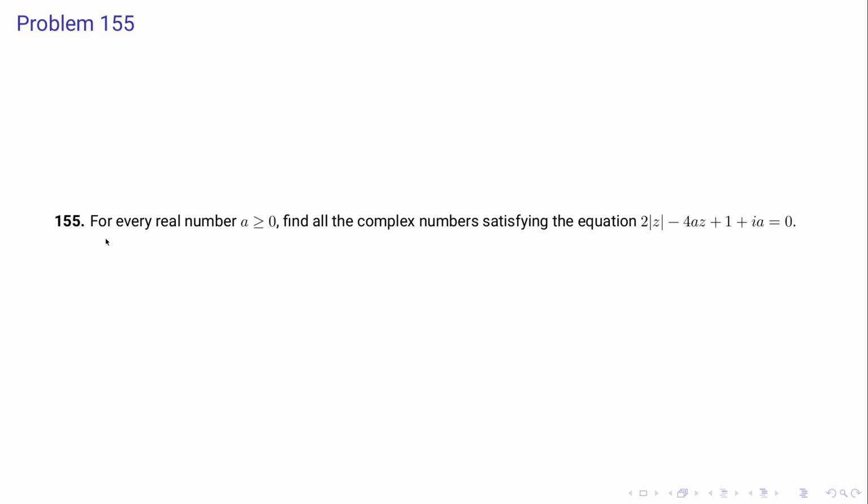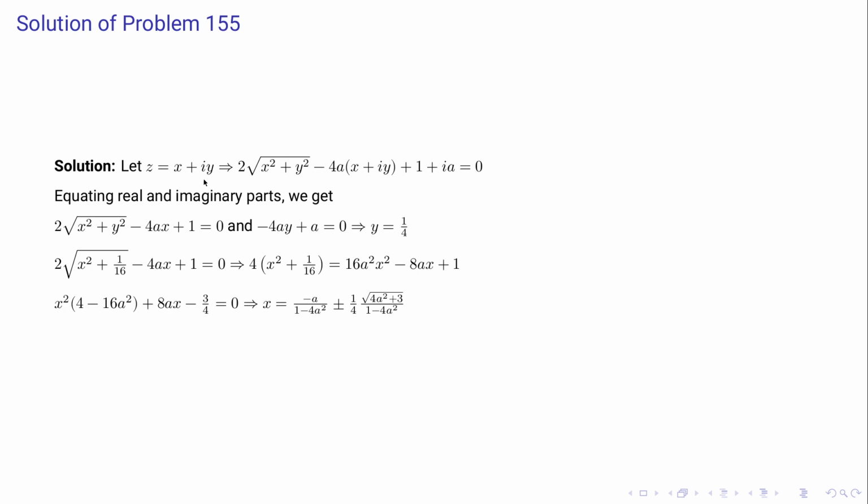Problem 155 says that for every real number a greater than or equal to 0, find the complex number satisfying the equation 2|z| − 4az + 1 + ia = 0. So we let z = x + iy. So we get the equation as 2 into square root of x² + y² − 4a(x + iy) + 1 + ia = 0. Now we equate real and imaginary parts. We get for the real part 2 into square root of x² + y² − 4ax + 1 = 0, and for the imaginary part we have −4ay + a = 0.